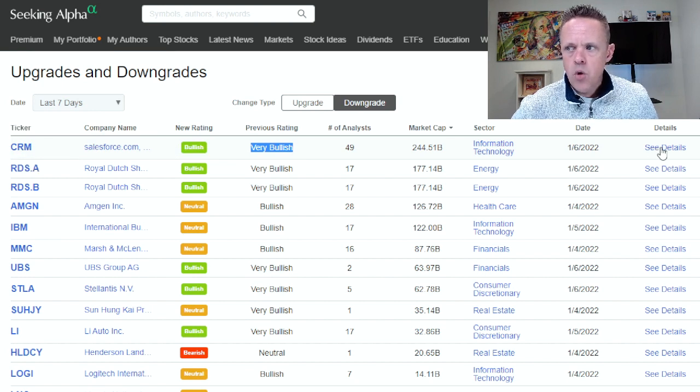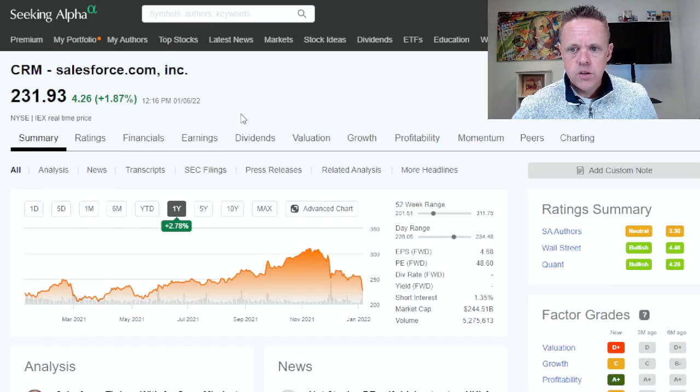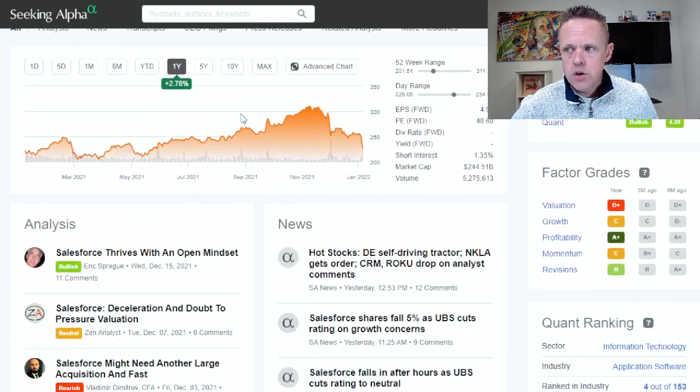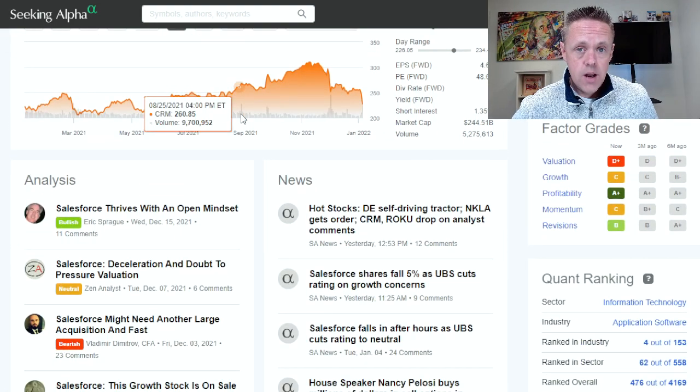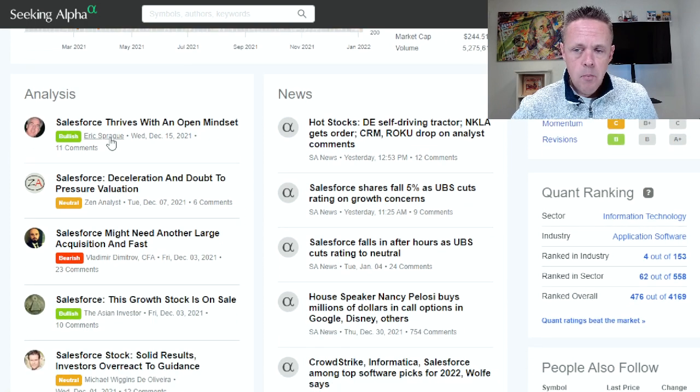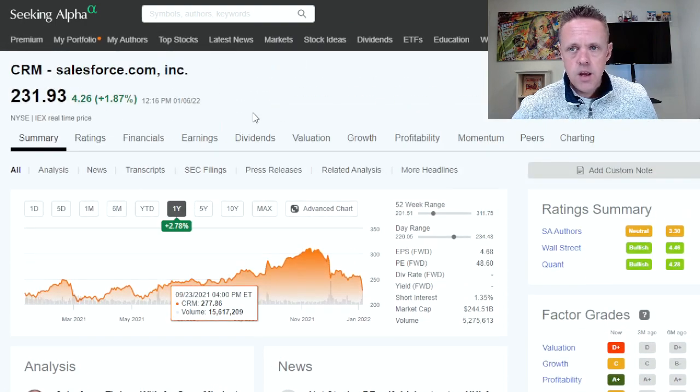But if you want to read more about it, you can click See Details. You can click on the ticker symbol itself. And if you're kicking around Salesforce, you start to have a lot of information at your fingertips on these stock pages, including multiple opinions from different sources. And I think, again, that that's really the key. And that's one of the things I like about this platform is having differentiated opinions out there to challenge whichever side of the thesis you land on.